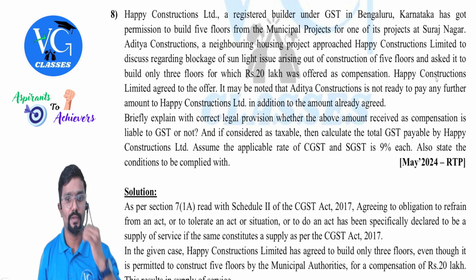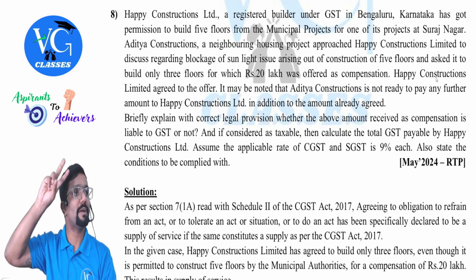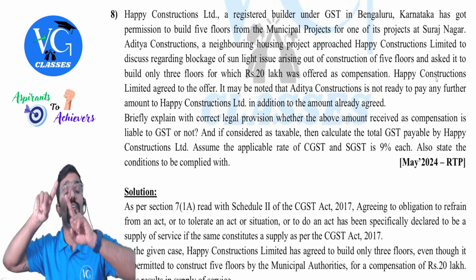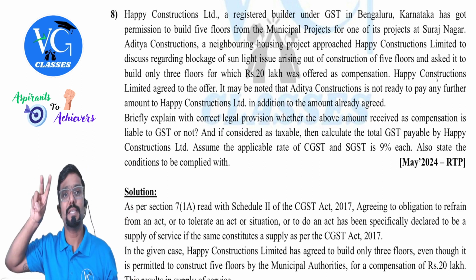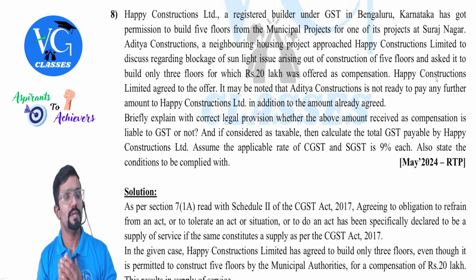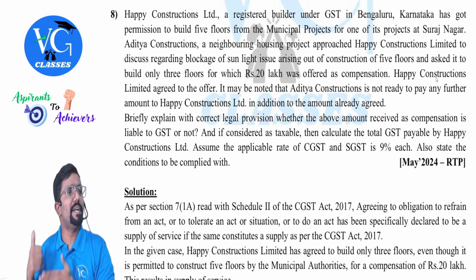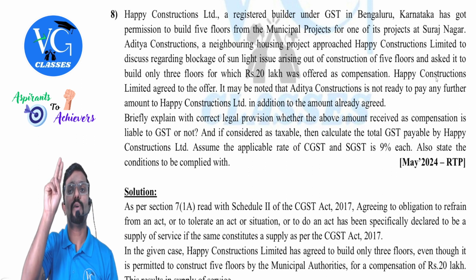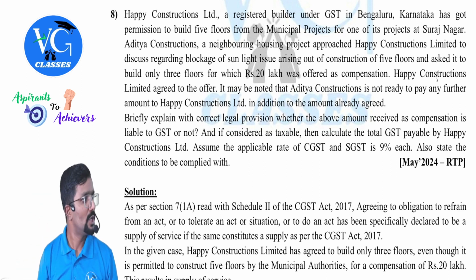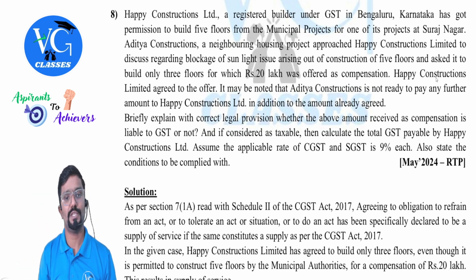Okay, they both agreed. It may be noted that Aditya Construction is not ready to pay any further amount to Appy Construction Limited in addition to the amount already agreed. Means they are paying 20 lakh as compensation for not to do something, to refrain from doing something. Is it a supply, guys? Yes, supply of service. But they are telling that the person is not ready to pay anything extra. In that case, what should we consider? 20 lakh already includes GST.